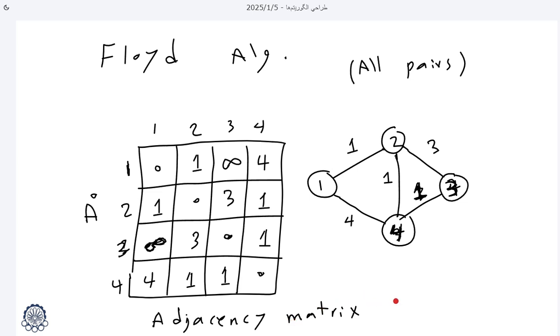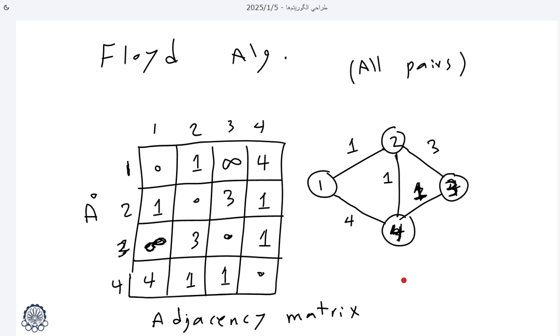In the first step, in the initialization step, we consider the adjacency matrix. Then we try to improve the values. We try to make the values less and less until we reach the shortest paths.